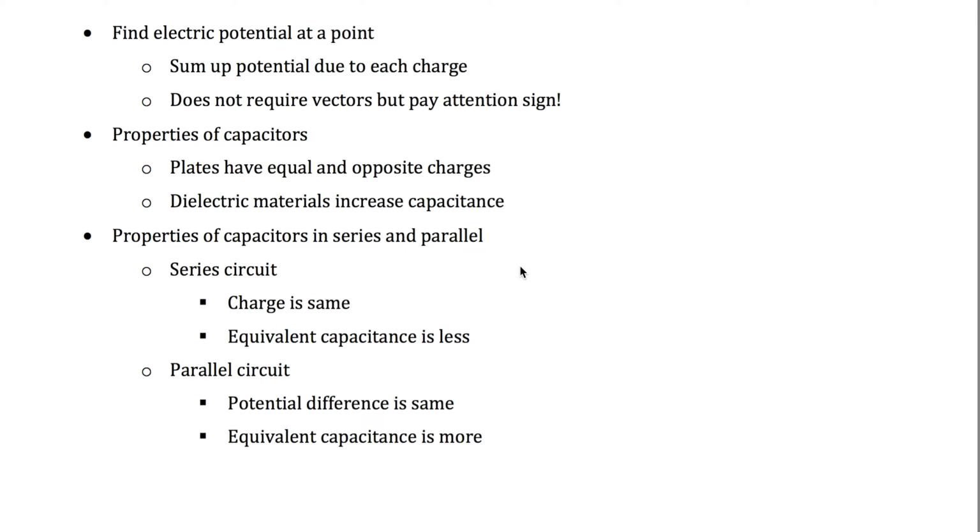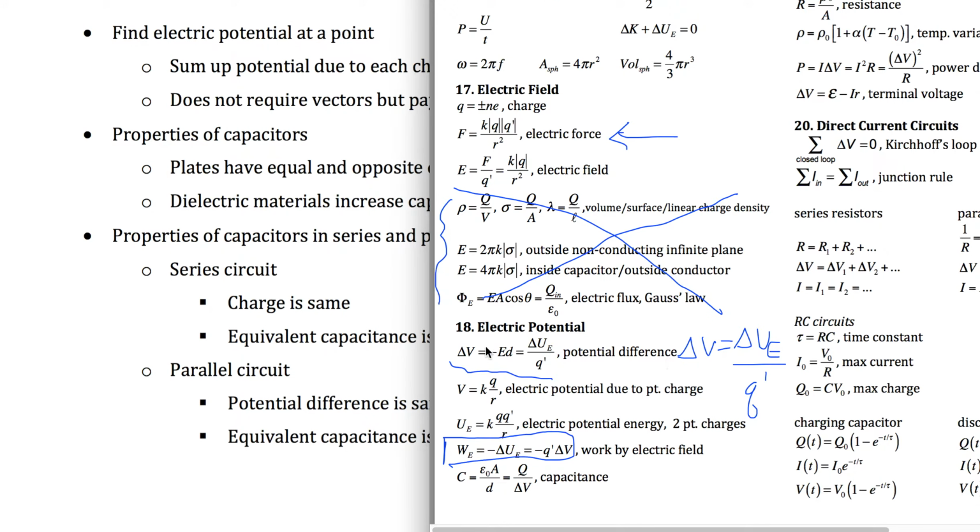Let's continue with the test review with chapter 18. The next part says find electric potential at a point. This is talking about how if you have a charge, it produces a potential. As you're a certain distance away from it, it produces a smaller and smaller potential the further away that you go. So you would use this equation right here.